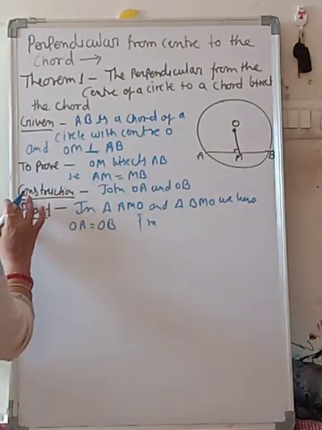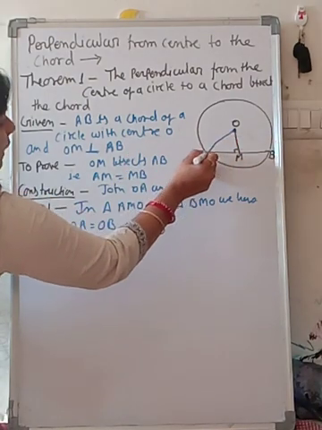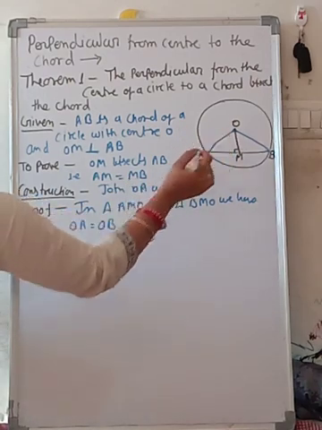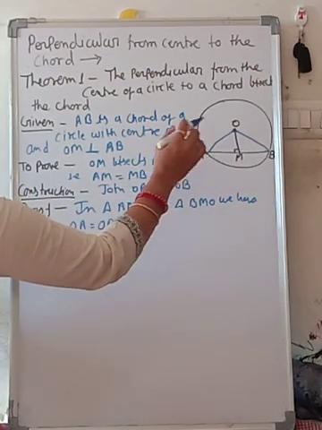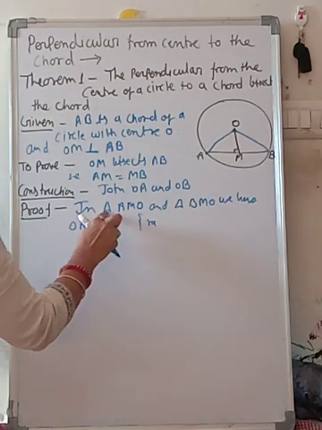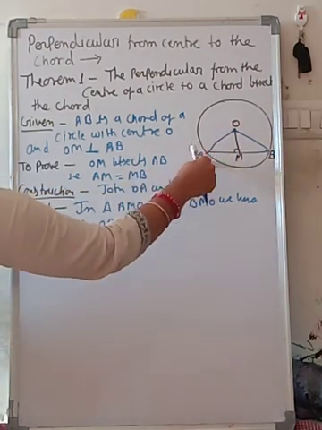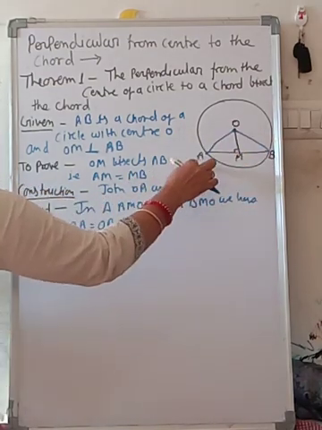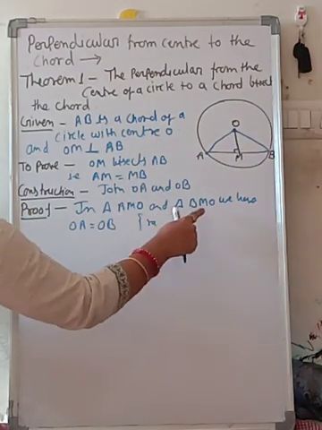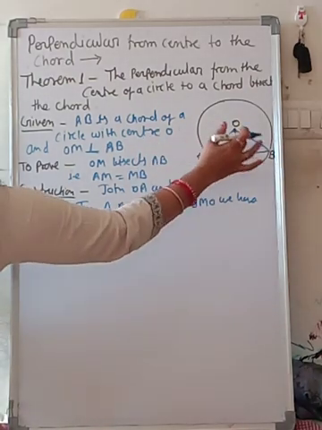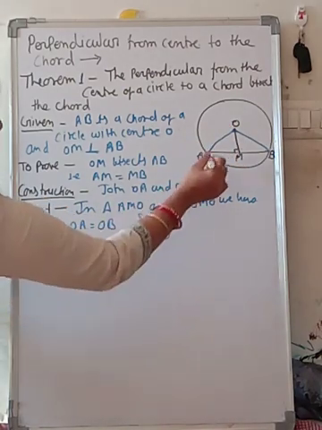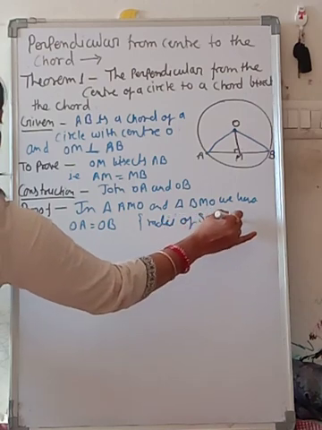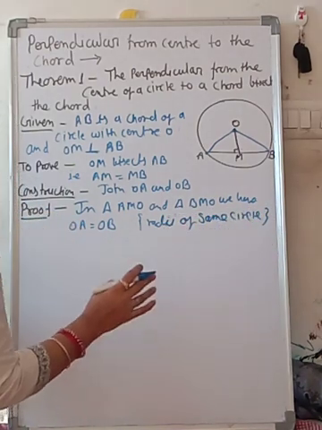So now first you have to write construction: join OA and OB. First you have to join the points with the center point O. So now proof: in triangle AMO, this is the first triangle, and BMO, this is the second triangle, we have OA equal to OB because OA and OB are radii of the same circle. So you can write radii of same circle.